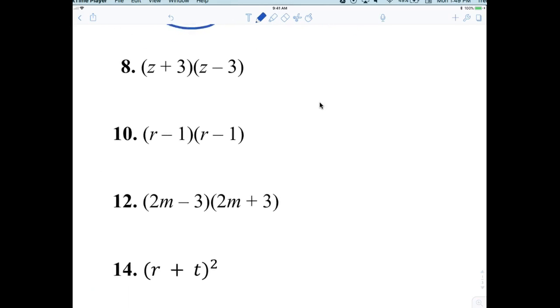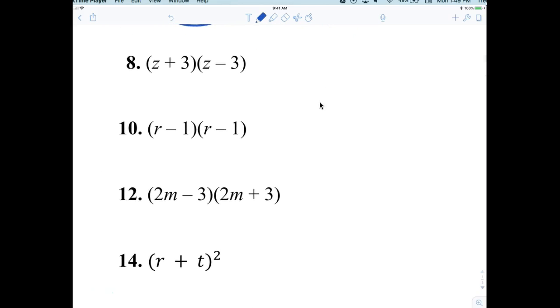Now z plus 3 times z minus 3. What's z times z? Z squared. I have a positive 3z and a negative 3z, which cancels out. And then minus 9. So your answer is z squared minus 9. Everybody good with that? Any questions?